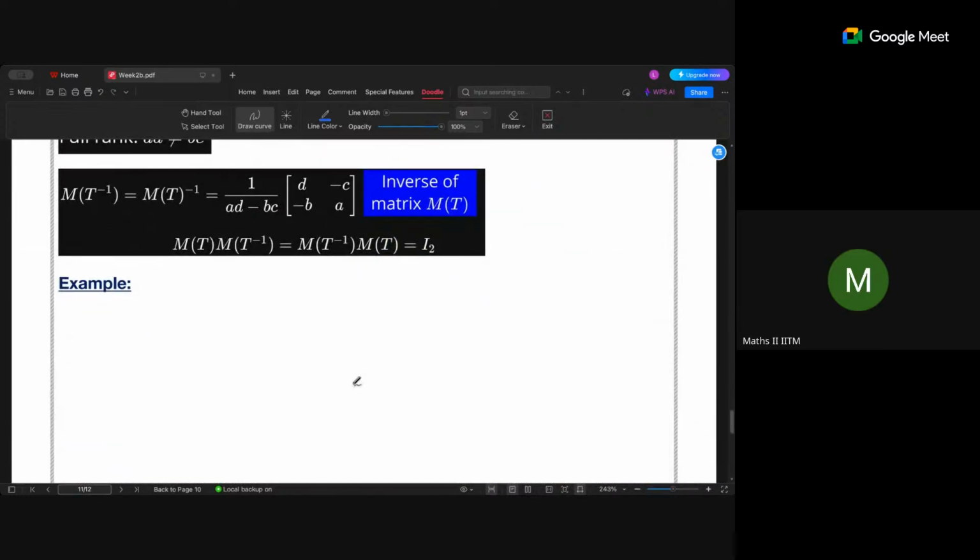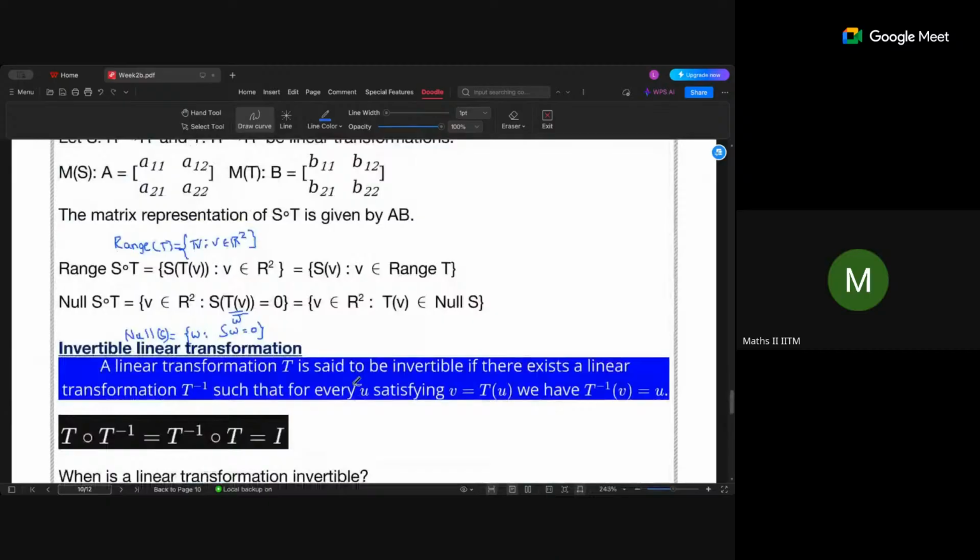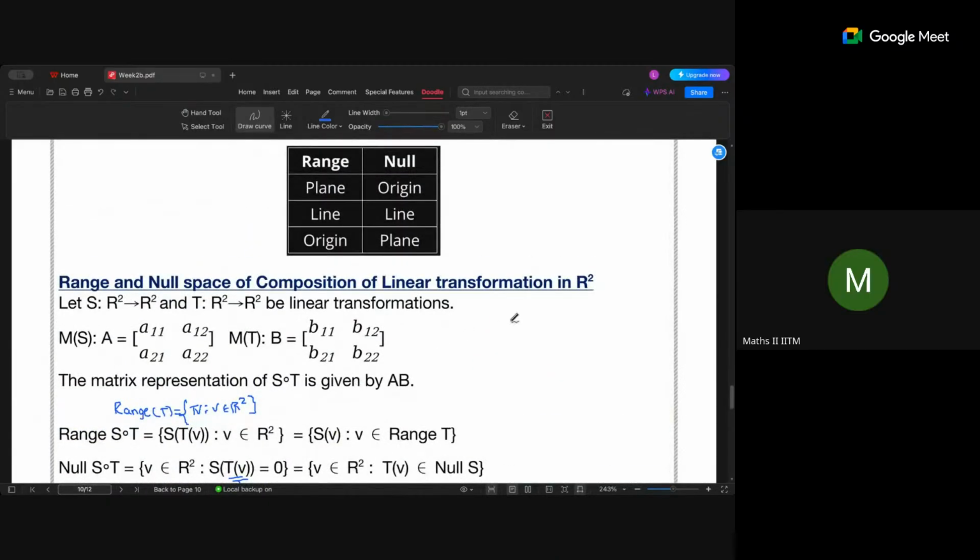So maybe I'll do it here. Very simple examples, let us take S of (x, y) equals (x, 0), and T of (x, y) equals (x, -6). Now what is S composition T of (x, y)? It is S of T of (x, y), correct?